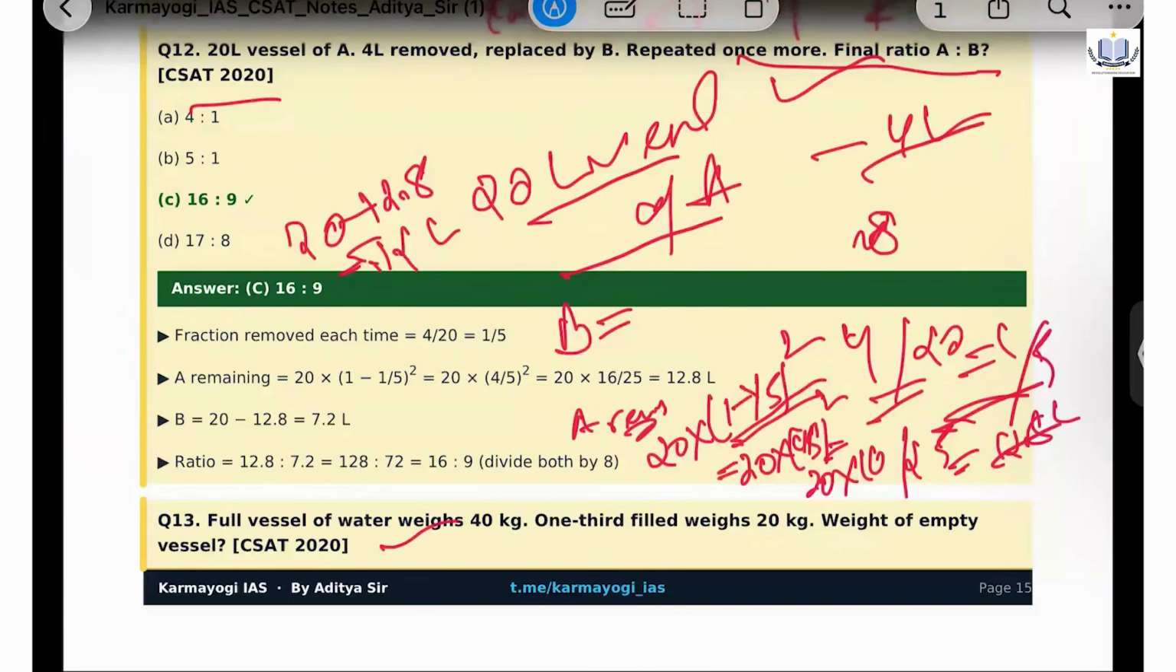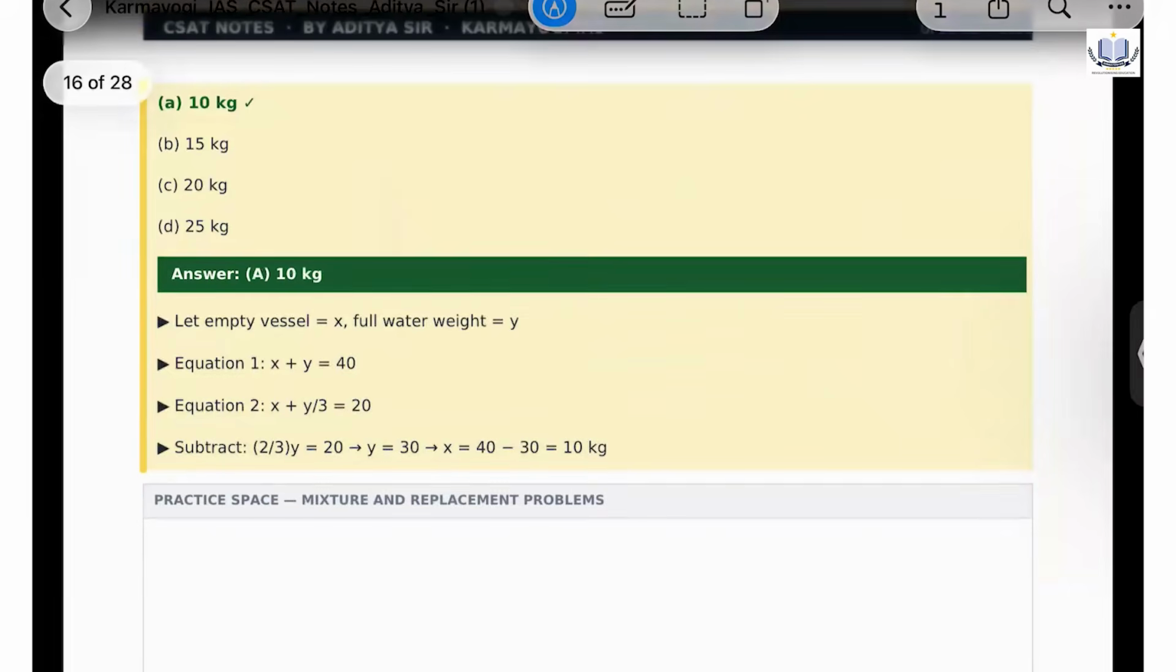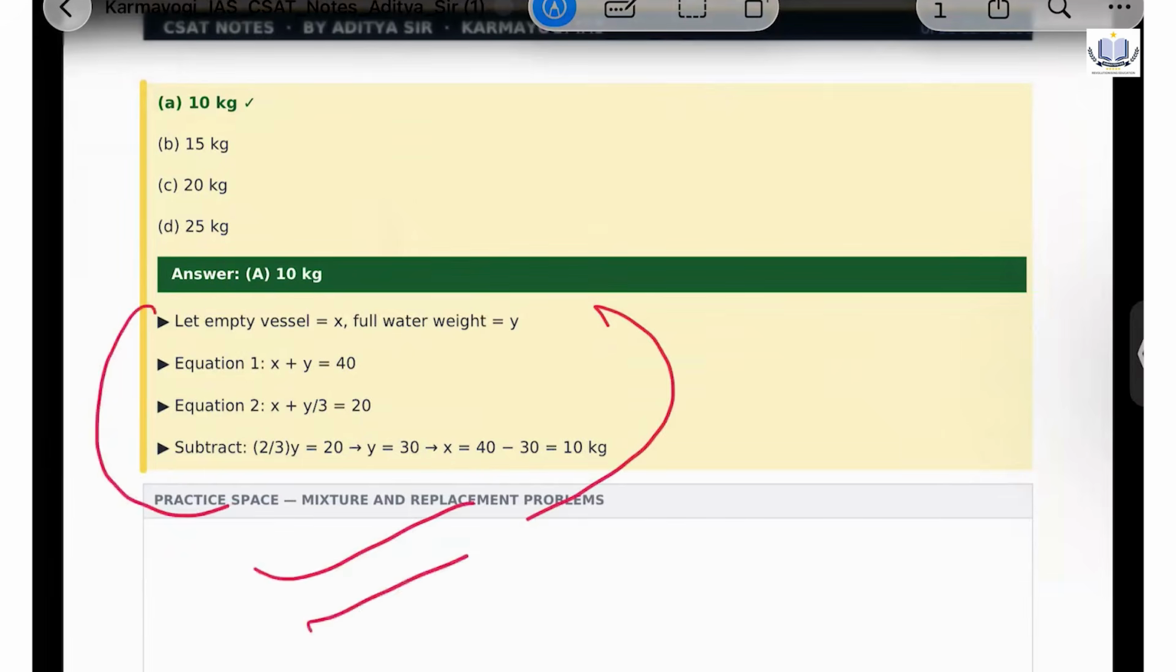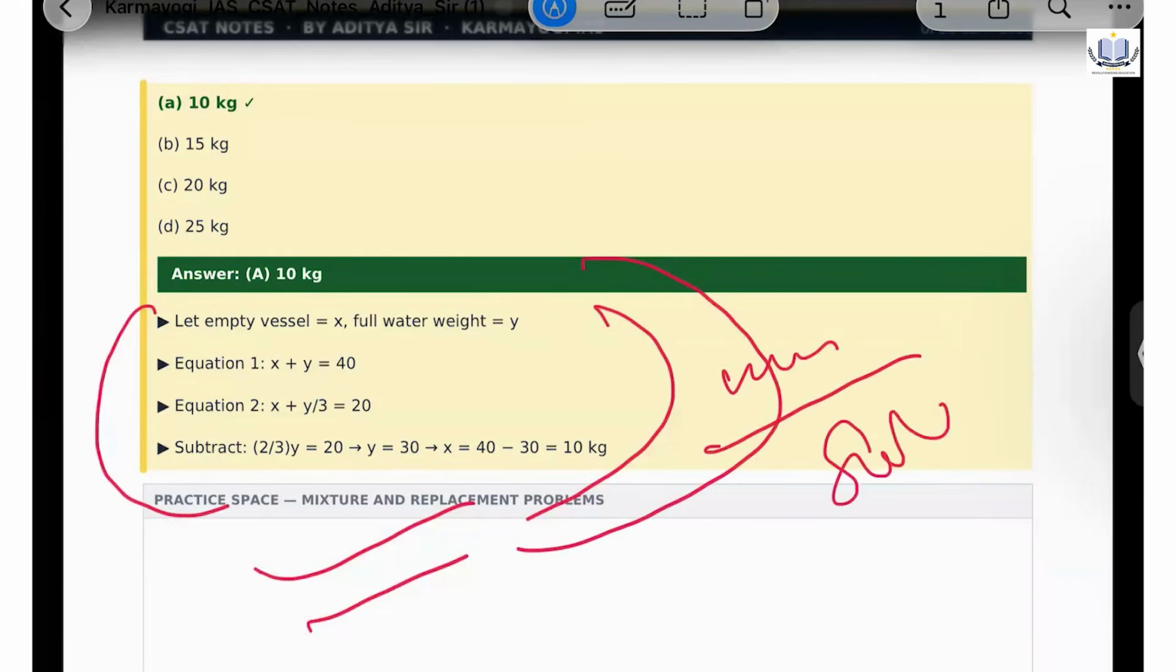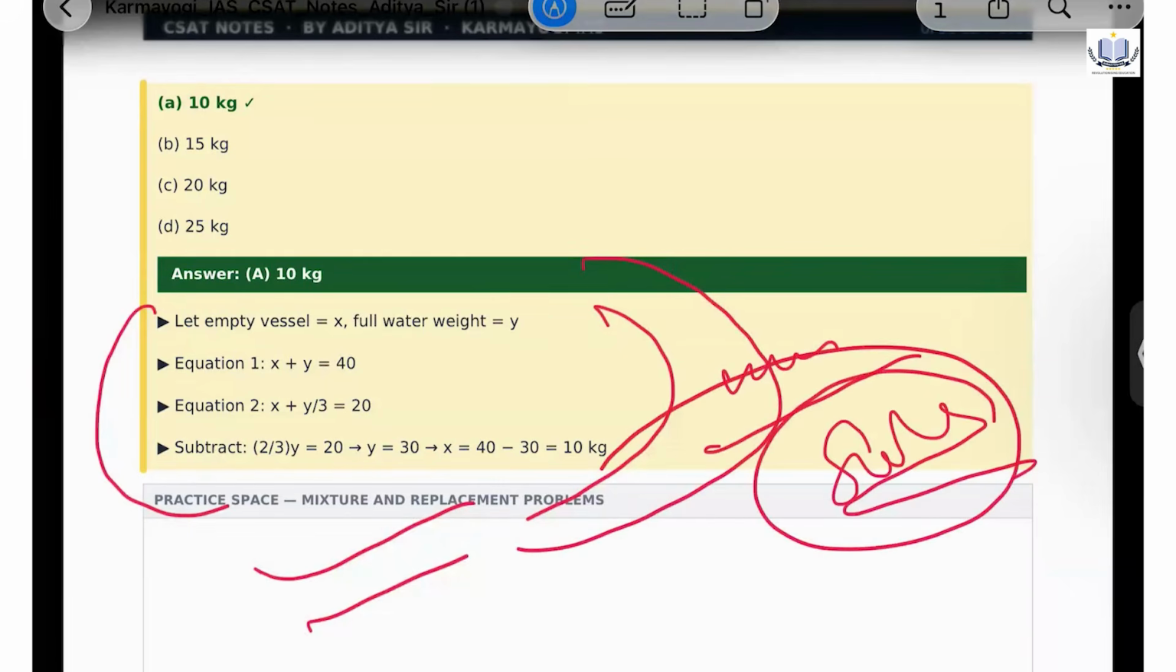A full vessel of water weighs 40 kg, 1/3 filled weight is 20 kg, find the weight of the empty vessel. Here we have solved it using a simple equation. You just try to solve it first by yourself and then do it as homework. Don't see the solution first. See the solution after trying it.